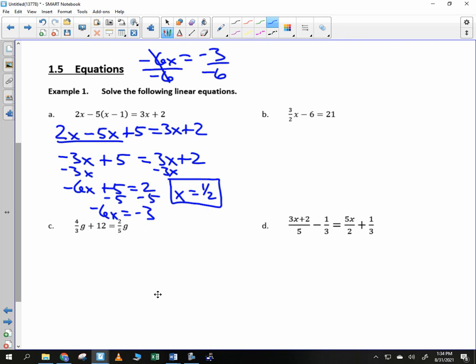Letter B, what do we do to both sides? Add 6, and I get 3 over 2x is equal to 27. Multiply by the reciprocal to get rid of the fraction. Times 2 over 3. Notice how the 2/3 and the 3/2 cancel. When you take 2/3 times 27, notice you multiply by the numerator, you divide by the denominator. 27 divided by 3 is 9. I'm sorry, 9 times 2 is 18.